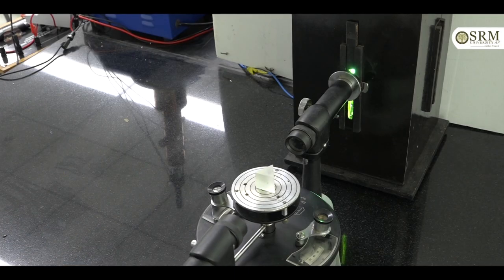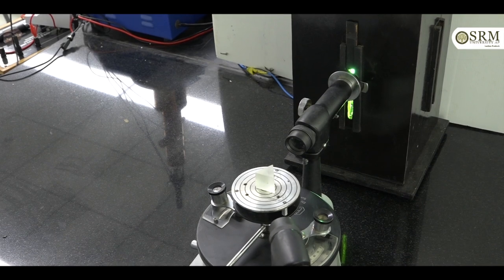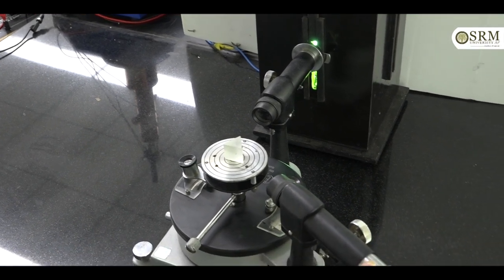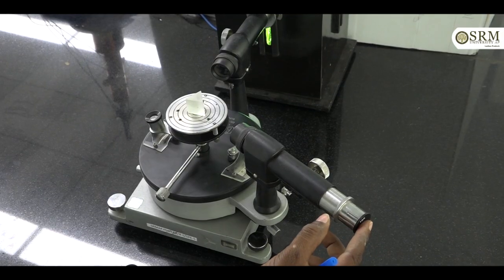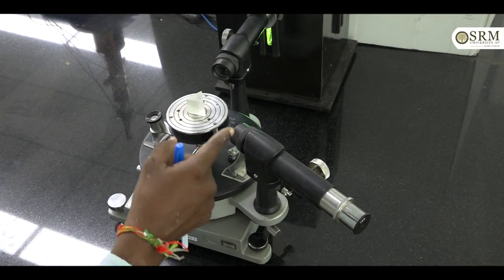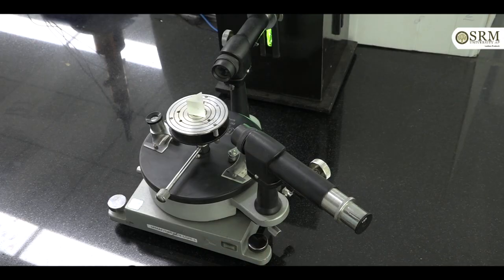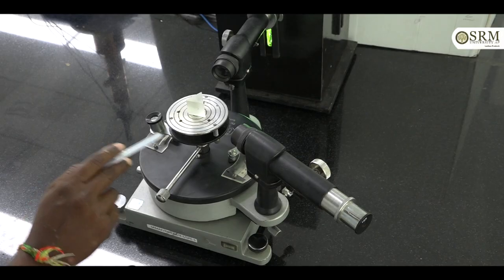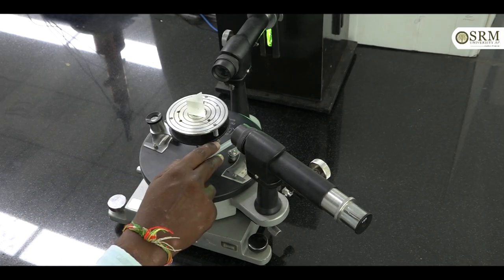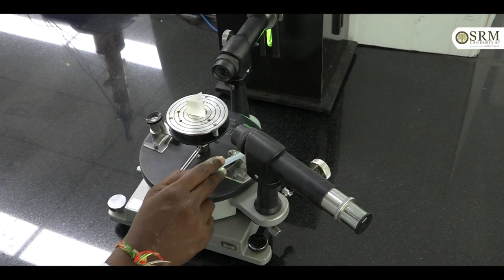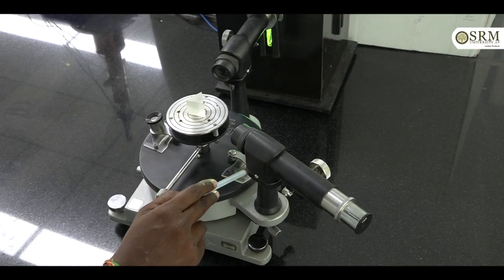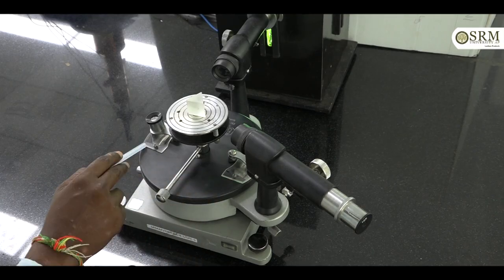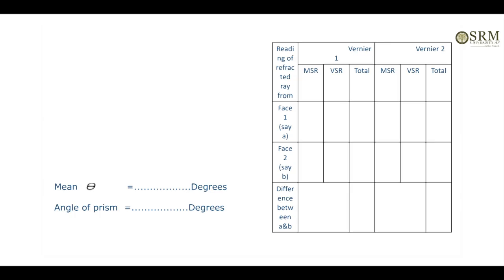Similarly, move the telescope to the right side and place the cross wires on the reflected light, and then find V1 and V2. By using the microscope, find the MSR value and also the Vernier coincidence and find the final values, V1 and V2, and note down the values in tabular form.